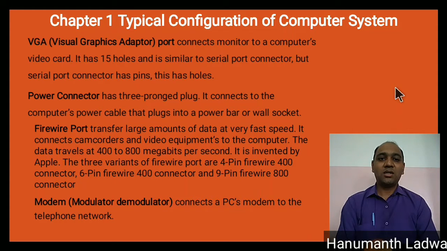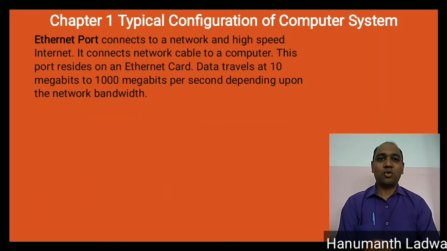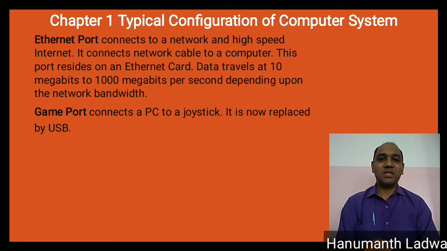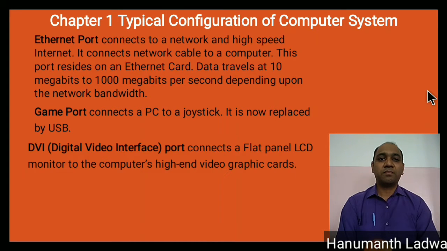Modem, modulator demodulator, connects a PC modem to the telephone network. Ethernet port connects to a network and high-speed internet. It connects network cable to a computer. This port resides on an Ethernet card. Data travels at 10 megabits to 1000 megabits per second, depending upon the network bandwidth. Game port connects a PC to a joystick. It is now replaced by USB.